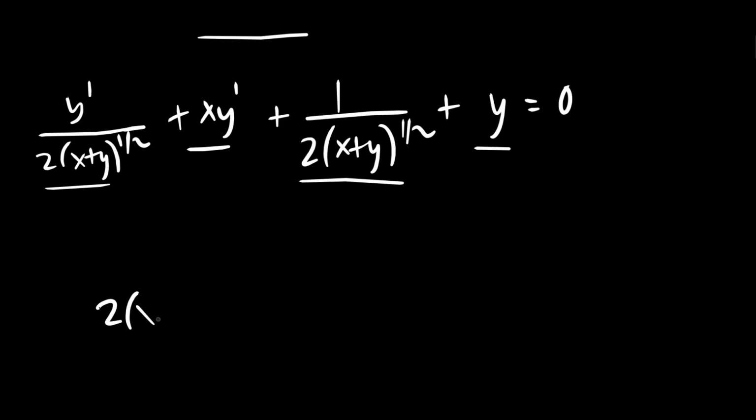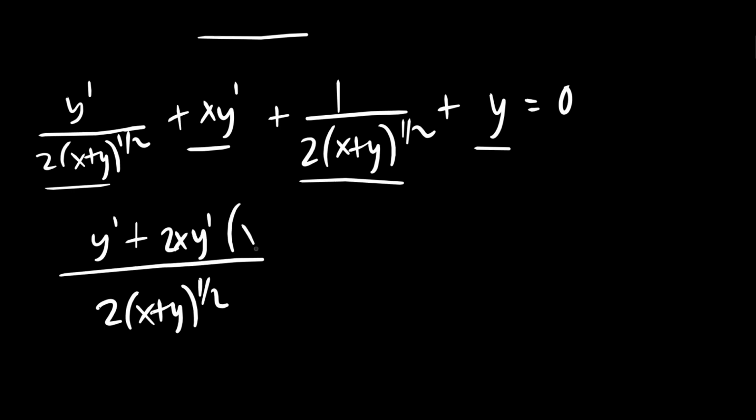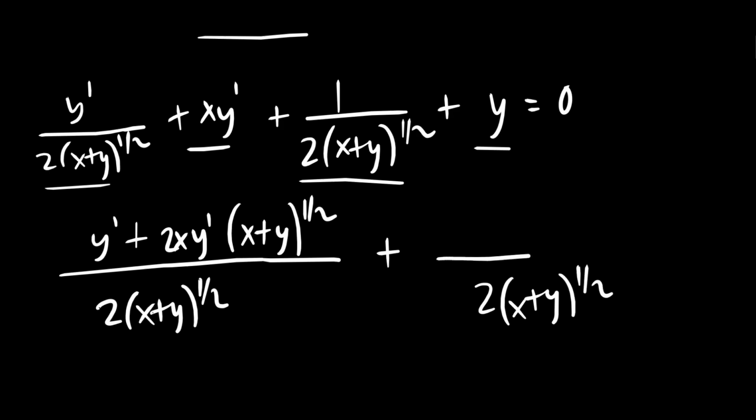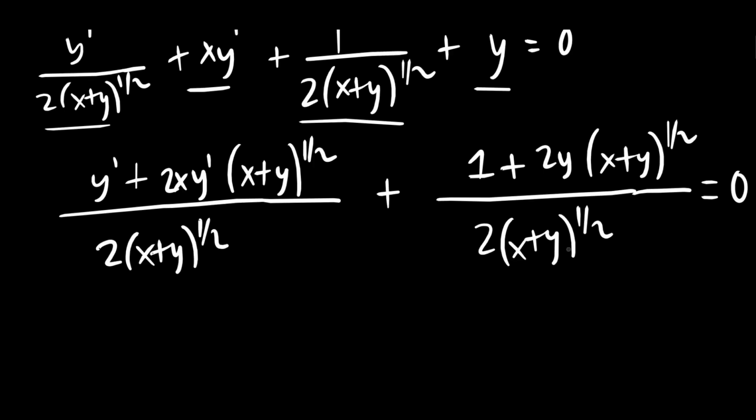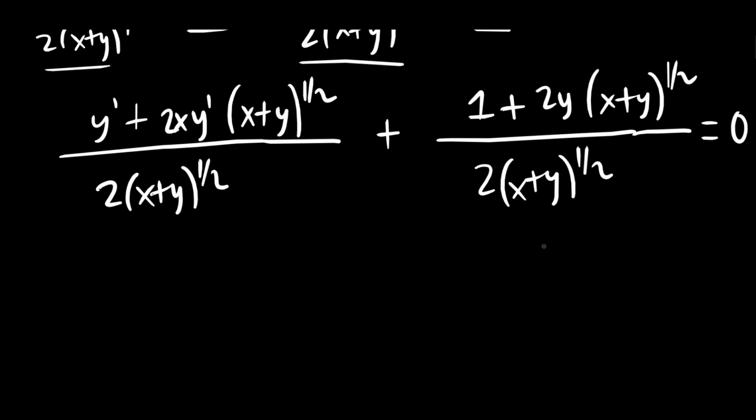So we have 2, just copy the denominator, so just copy y prime plus 2x y prime times x plus y raised to the power of 1 half. So plus, just also combine here, just copy the denominator, all over, just copy 1, plus 2y multiplied by x plus y raised to the power of 1 half is equal to 0.